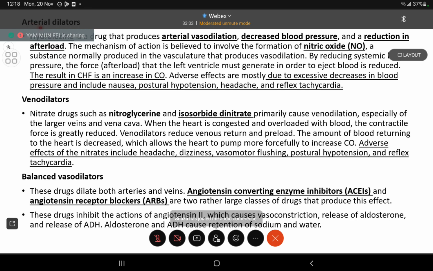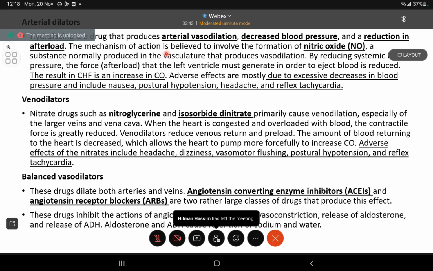For arterial dilators, the famous member is hydralazine because they are quite specific. They act on artery only and cause arterial vasodilation. By doing so, they will decrease the blood pressure and then reduce afterload. Once your blood pressure decreases, your artery dilates, then your afterload is going to reduce. You decrease the burden on the heart, meaning your heart does not need to work so hard to pump out a similar amount compared to the condition before taking these drugs.